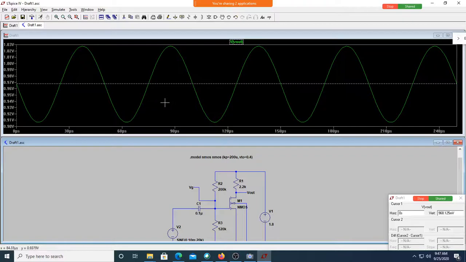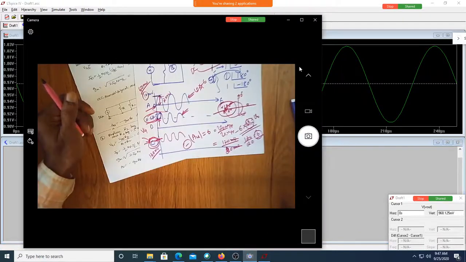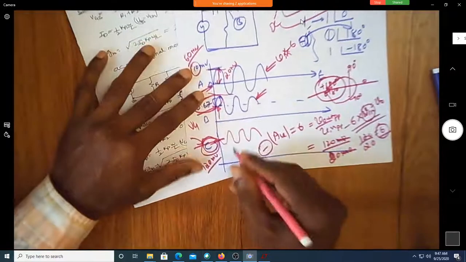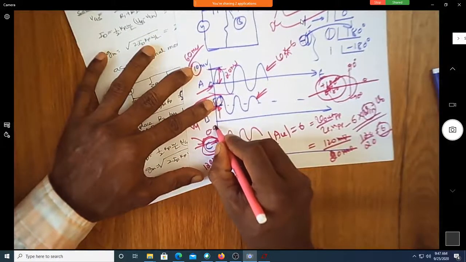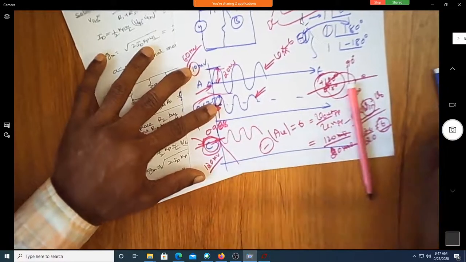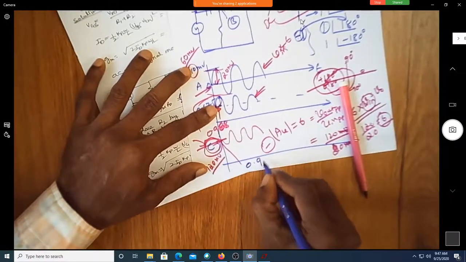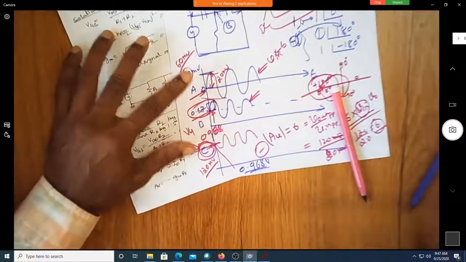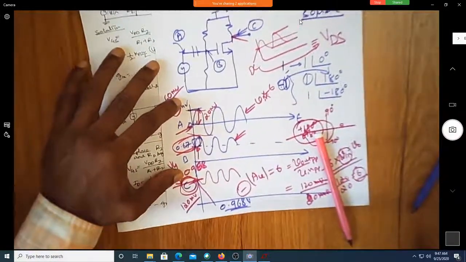Yes, sir. So shall we write this waveform is shifted by how much? 0.968. So it is shifted by 0.968, and this point is 0.968 volt. Am I correct? Yes.